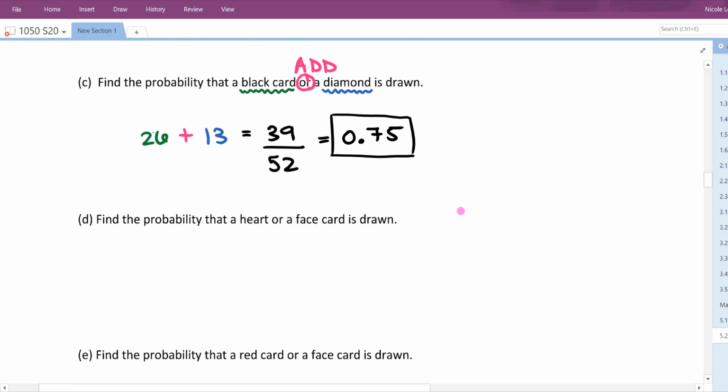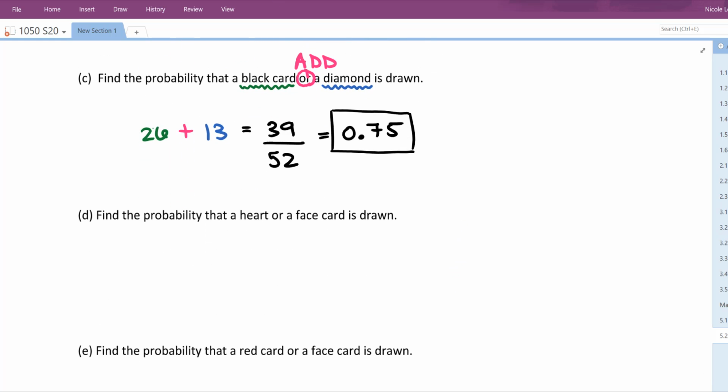Now looking at part D, we want the probability that a heart or a face card is drawn. Again, we have our keyword of "or," which will tell us to add. I'm really trying to hammer in that the keyword "or" tells us to add, so that's why I keep doing that over and over again. Our two events here will be heart and face card.